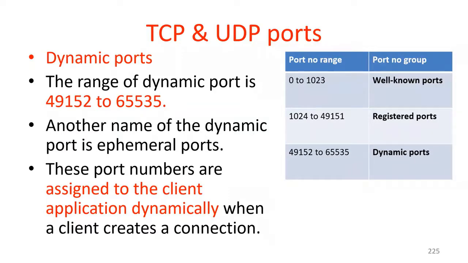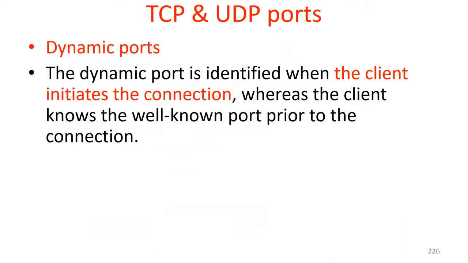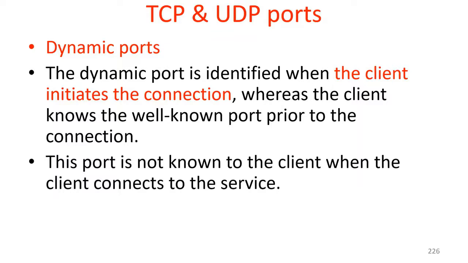Here you create a connection with the server by using TCP, or UDP also. The client establishes the connection, and after that the client terminates the connection using the TCP protocol. That means these port numbers are assigned to the client application dynamically when the client creates a connection. If the client creates a connection, port numbers are automatically assigned. The dynamic port number is identified when the client initiates the connection, whereas the client knows the well-known port prior to the connection. This port is not known to the client when it connects to the service.